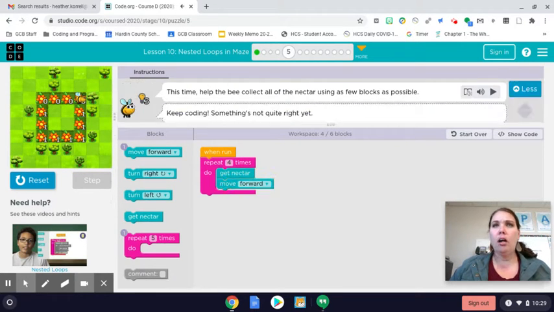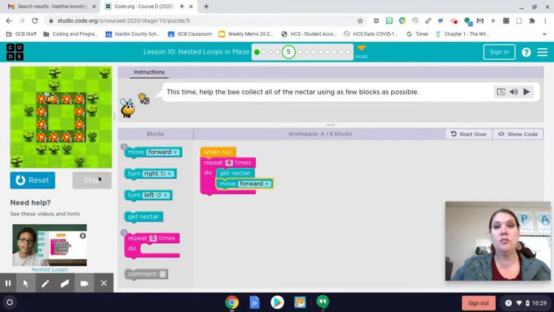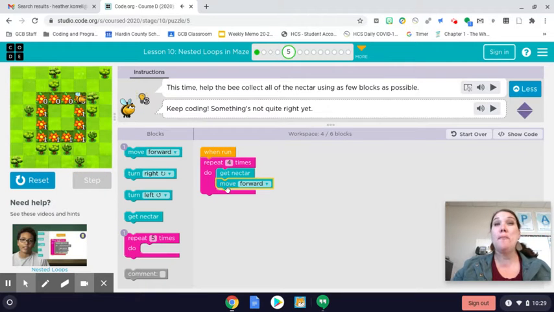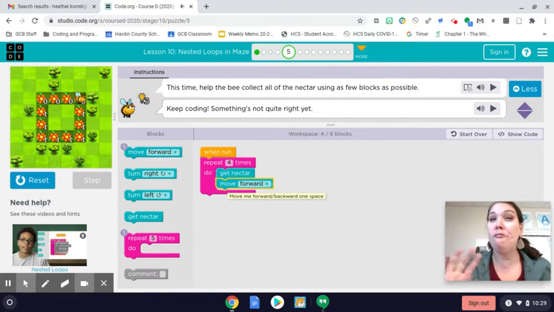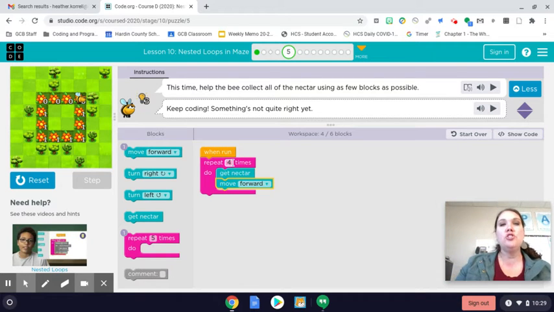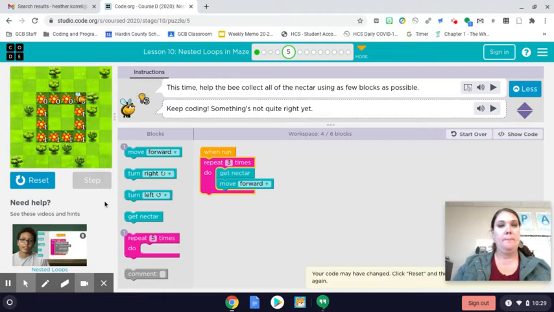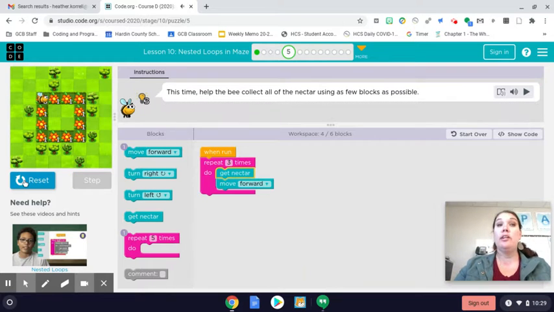Oh, he hit a wall. Let's use this step block to figure out where it's going wrong. Get nectar, move forward. Get nectar, move forward. Get nectar, move forward. Get nectar. Oh, that move forward can't be there for 4 times. It can only be there for 3 times. So I'm going to change this to 3. Reset it, and run it again.